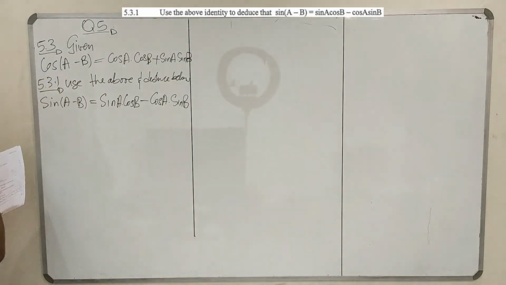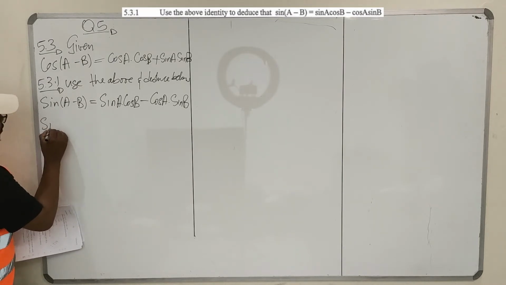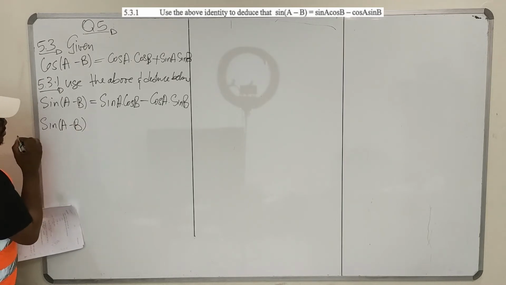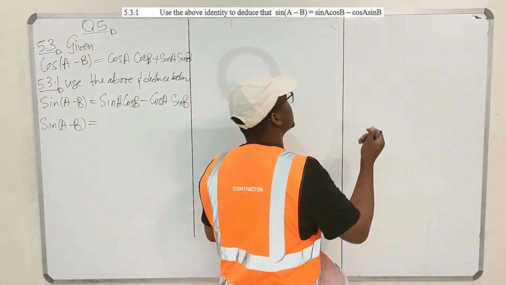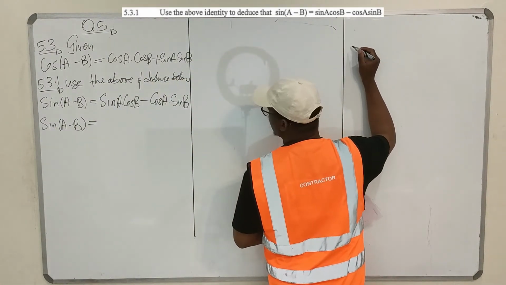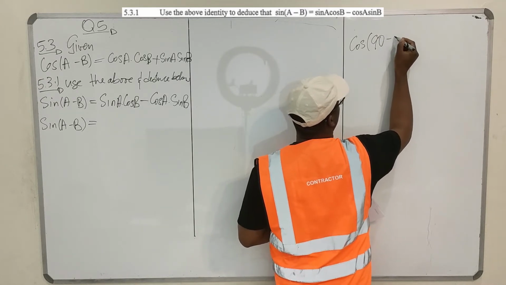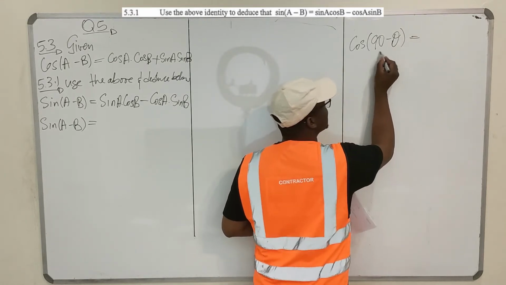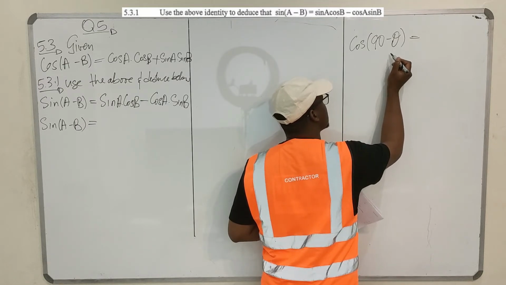What do we do? We say, okay, we're given sine of A minus B, right? Which is equal to, look, when you're doing your trigonometric simplifications, if you're given something like cos of 90 minus theta, you ask, which angle is this? Which quadrant is 90 minus? 90 minus is found in the first quadrant, right?